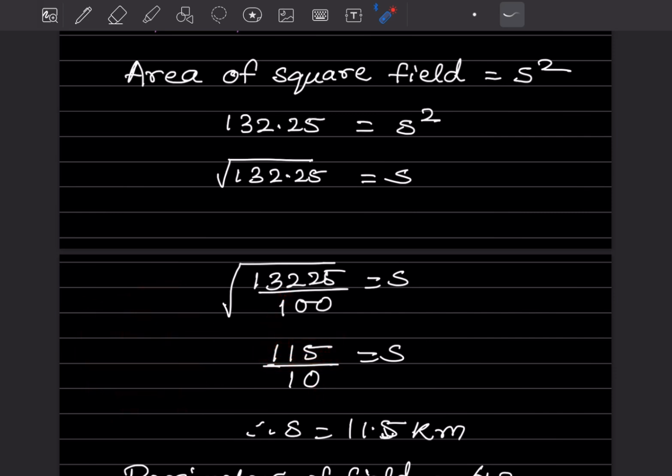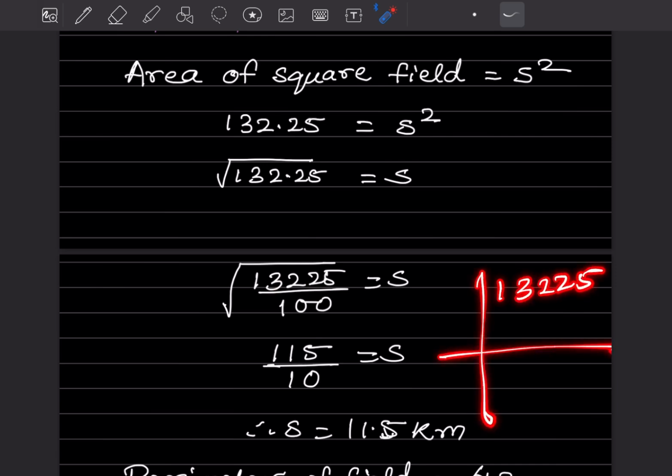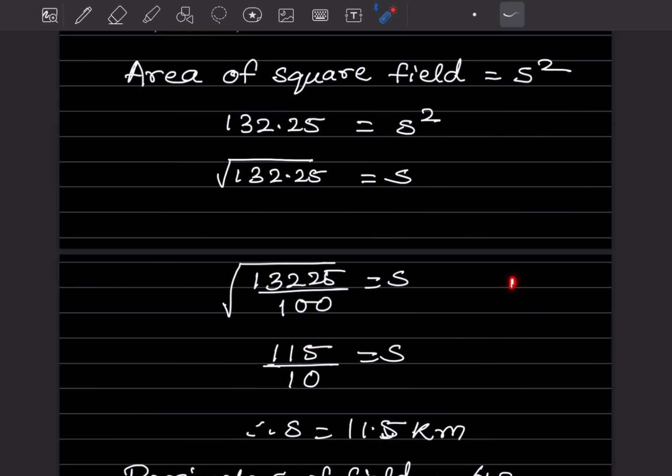So how to check this one? Root of 13225, I have shown you the long division, even in my previous videos you can see how to do the long division. So this is a perfect square, that will be 115. So 115 into 115, that is going to be 13225.